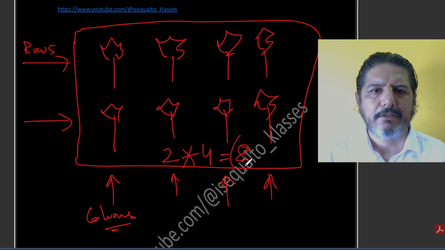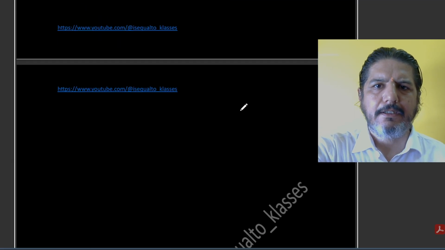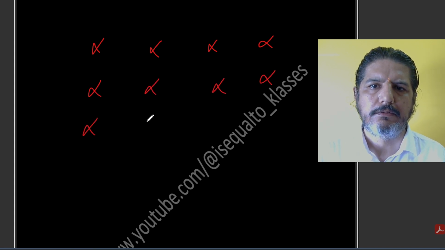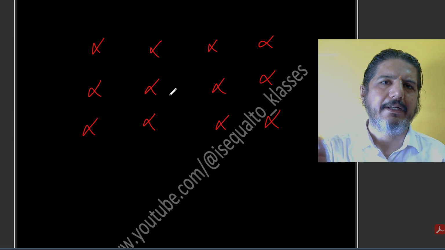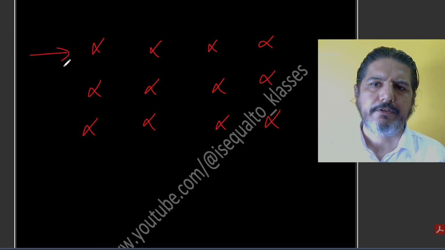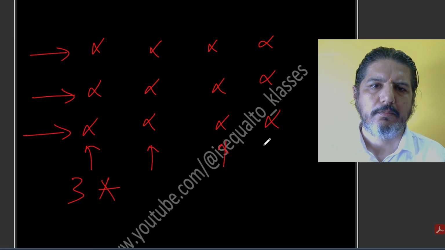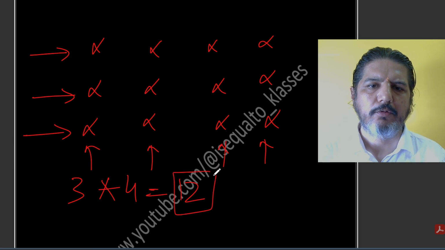So how many trees would be there? There would be 8 trees. I hope this is making sense. Let's take another example. Let us assume these are trees. Now first row, second row, third row. So there are 3 rows. First column, second column, third column, fourth column. So there are 4 columns. So how many trees would be there? There would be 3 into 4, 12 trees.